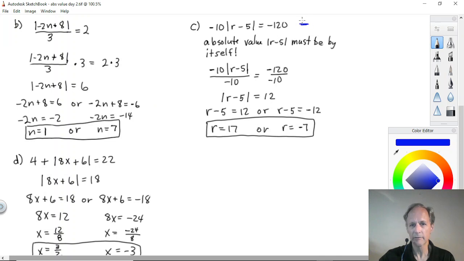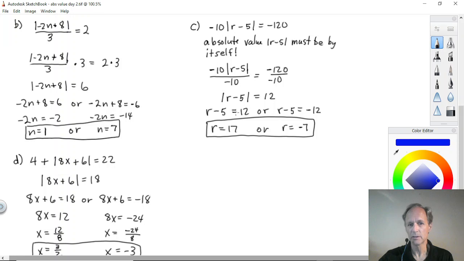Here we have example C. Negative 10 times the absolute value of r minus 5 equals negative 120. And just a little reminder again, the absolute value of r minus 5 must be by itself. It's not right now. We have it multiplied by negative 10. Divide both sides by negative 10. We get the absolute value of r minus 5 equals 12. That's the form that we want.